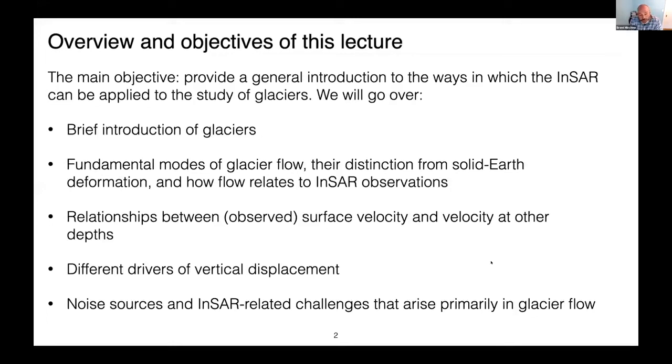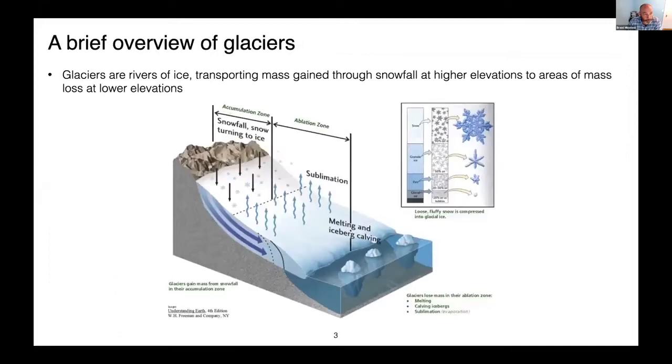We're going to go over the relationships between observed surface velocity and velocity at other depths. We're going to go over different drivers of vertical displacement that exist in natural systems. And then, well, we're not going to quite get to this, but in the Jupyter notebook there are some discussions about common noise sources related to glaciers, and how these can create some interesting applications and challenges when using InSAR observations to study glacier flow.